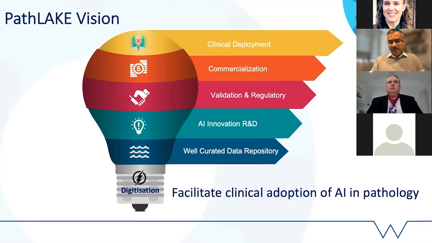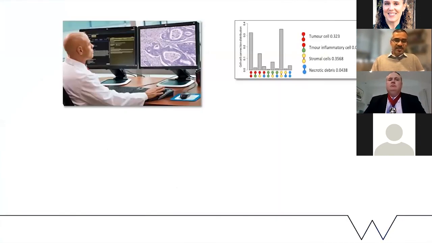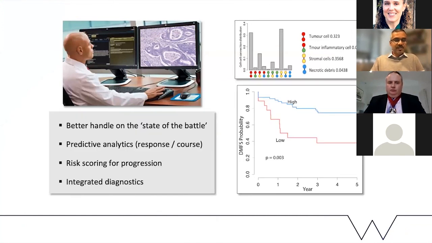And with that, I would like to end by saying that in the end, our objective is to put together algorithms that can be used for clinical practice by putting various kinds of digital features and measures in front of the pathologist so that they can understand better what's happening in this histology landscape that I call, and hopefully that gives them a better handle on the state of the battle, particularly in diseases like cancer, between the immune system and the tumor, and enable predictive analytics for predicting response to therapy, predicting the course of therapy, doing risk scoring for progression, integrated diagnostics, risk scoring for recurrence, and things like that.